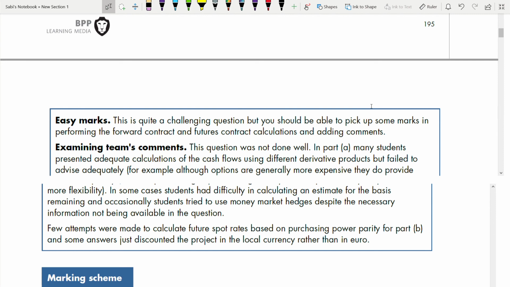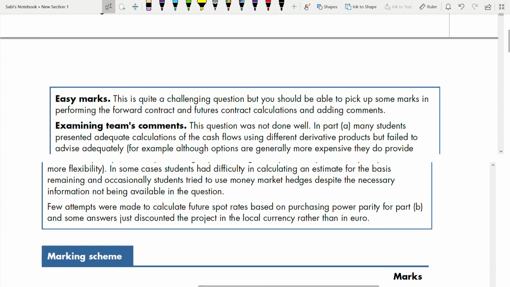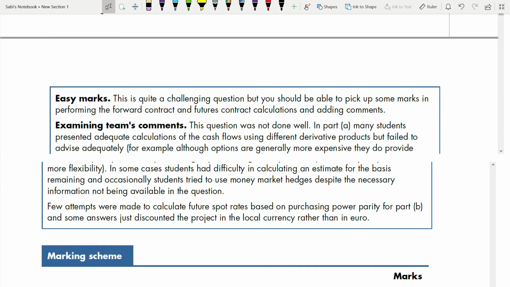Next, coming to the examiner's team comment, this question was not done well. The reason why I'm telling you all this is this question was not done well. And it will not be done well also if you don't give proper guidance. Proper guidance is not given for this question, it will be very challenging.